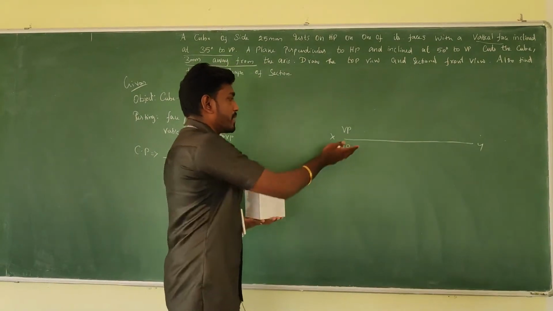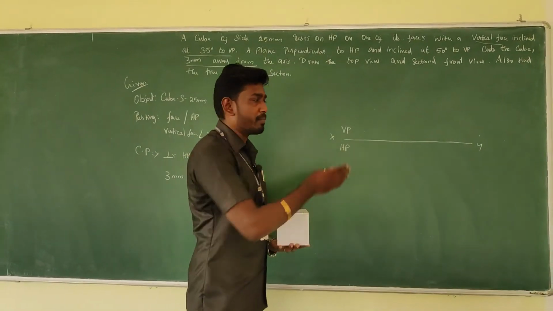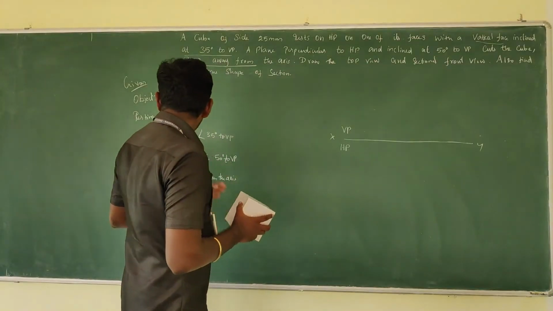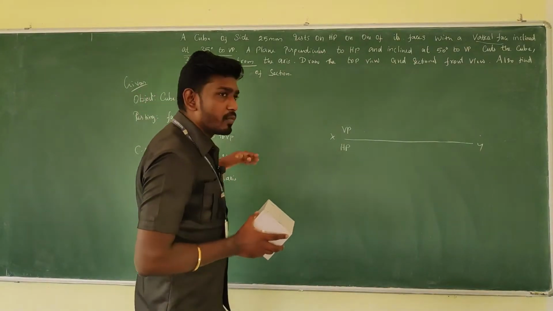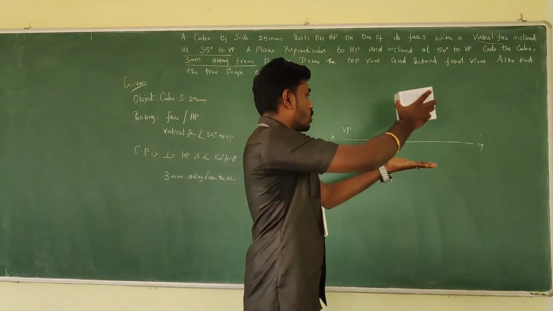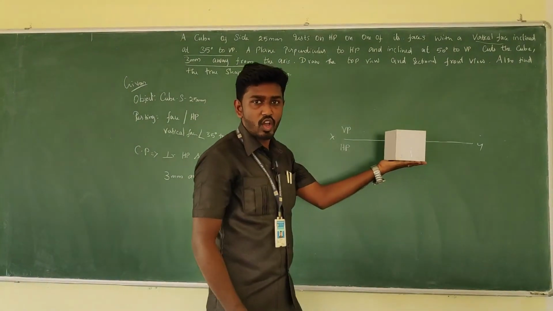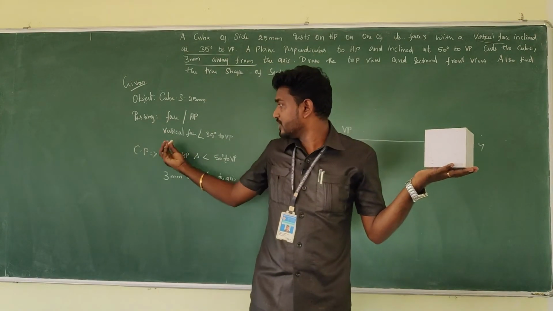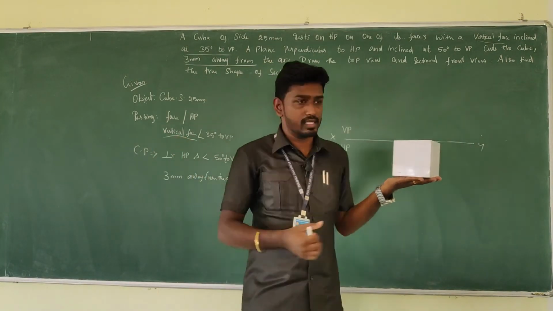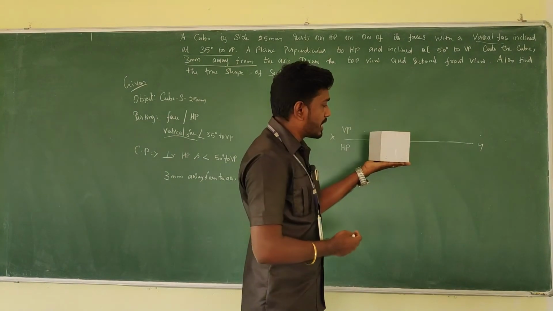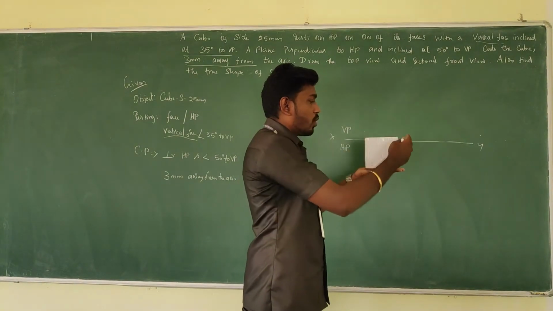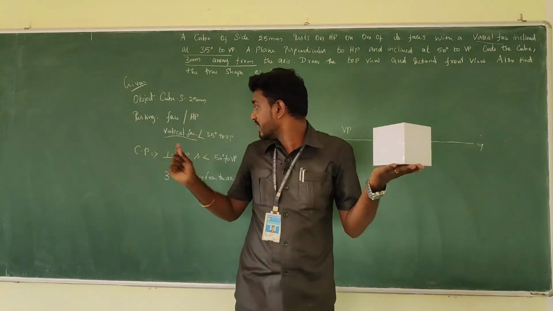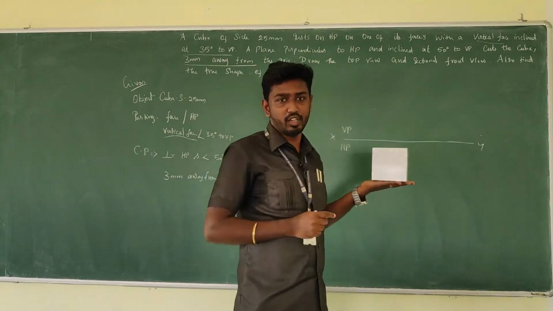How is it positioned? Take this ground as the horizontal plane and this vertical board as the VP. It is placed resting one of its faces on HP. So one of the faces is resting on HP. Okay, and how is it being placed? It is important. When you are keeping the object like this, these are the vertical faces. One of the vertical faces is inclined at 35 degrees to VP.